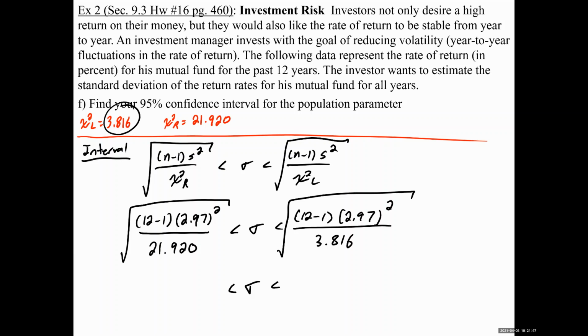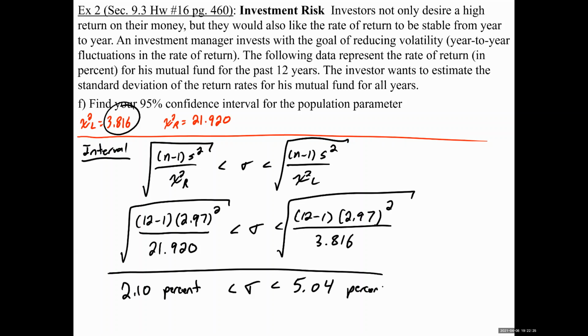So let's see, 11 times 2.97 squared divided by 21.920, and then second root, second answer. I'm getting 2.10%. Again, you can write the percent symbol, it's up to you, but let me go ahead and leave it like that. The other one is 11 times 2.97 squared divided by 3.816, and then second root, second answer. And I'm getting 5.04%. So there's my interval.